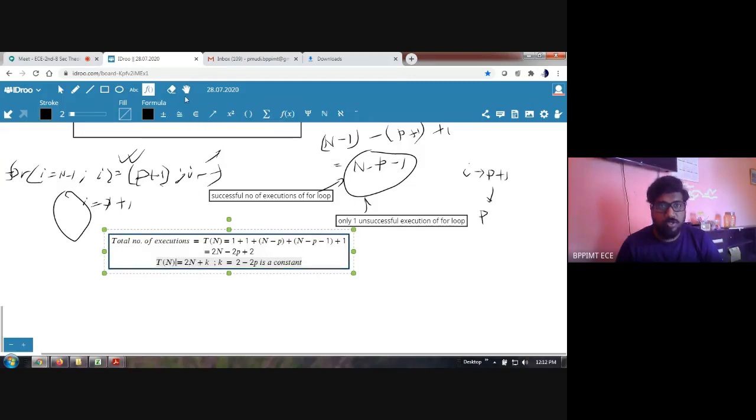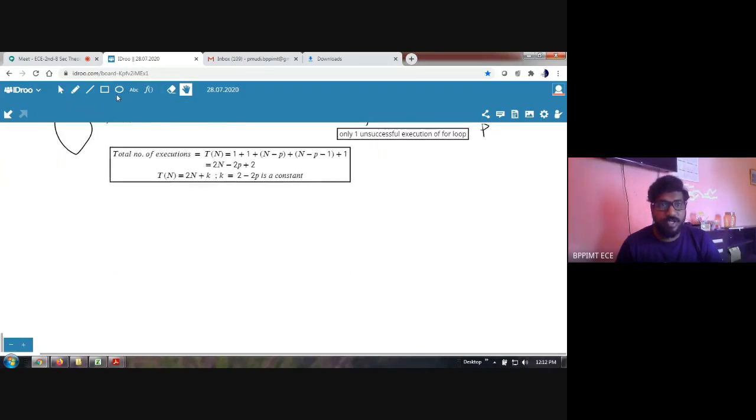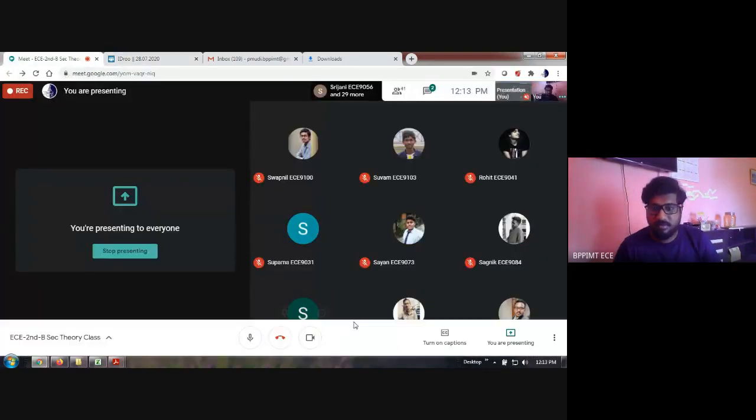So if we plot this function on a two-dimensional graph, it will look like a straight line. Vertically we are plotting T(n), and horizontally we are plotting n. If k is non-zero, something like this will be there.